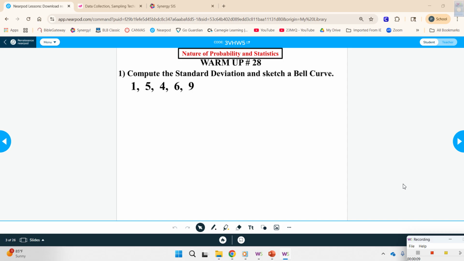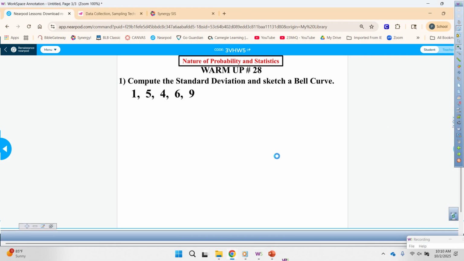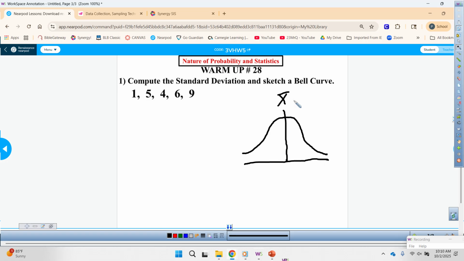All right. Thank you for being that in. Appreciate it. So, let's see. Right quick. We got our data set. So we need our bell curve. So we need a mean. We need a standard deviation.